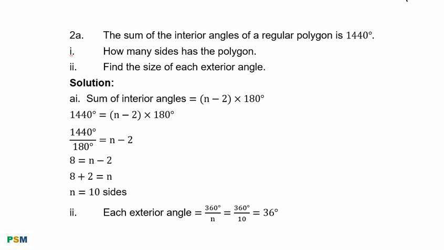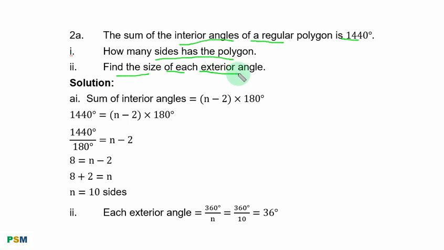Question 2a. The sum of the interior angles of a regular polygon is 1440 degrees. Roman figure 1. How many sides has the polygon? Roman figure 2. Find the size of each exterior angle.